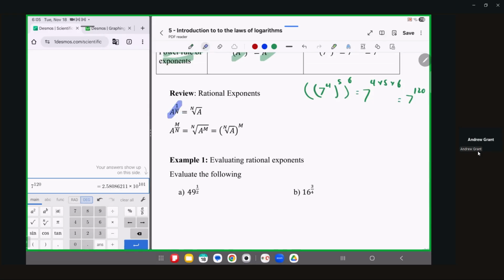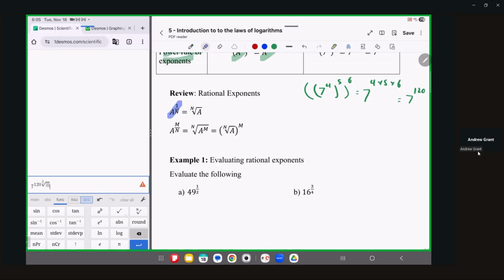And so the other component that we want to look at are rational exponents. So again, if you have a to the power of 1 over n, that's the same thing as the nth root of a. And so on your calculator, the nth root is this button right here, kind of n above the square root.